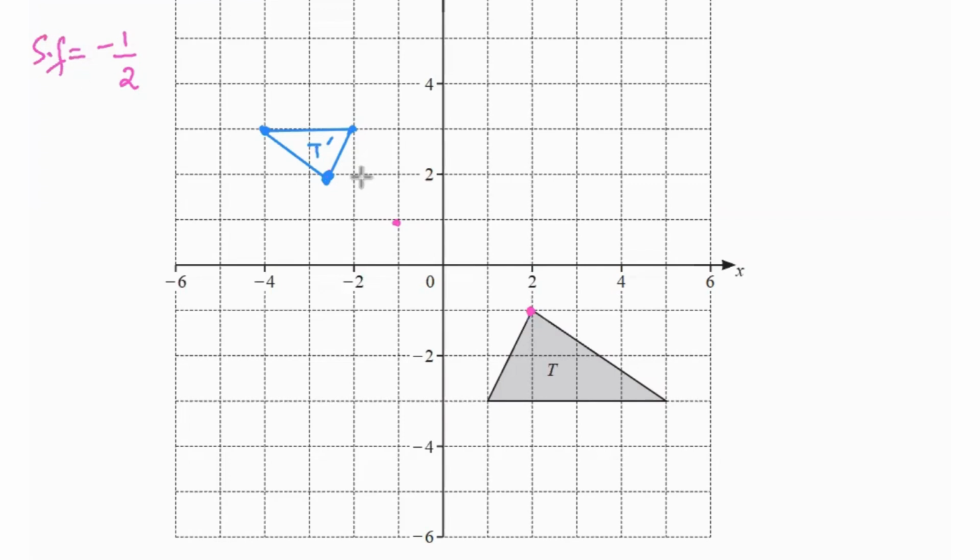You can check if your shape is correct by connecting the corresponding points. If they all pass through the center of enlargement, that means your shape is correct. And as you can see, all these lines are passing through the center of enlargement. Hence, this is the correct enlargement. Remember, whenever the scale factor is negative, your enlarged shape is going to be on the opposite side of the center of enlargement.